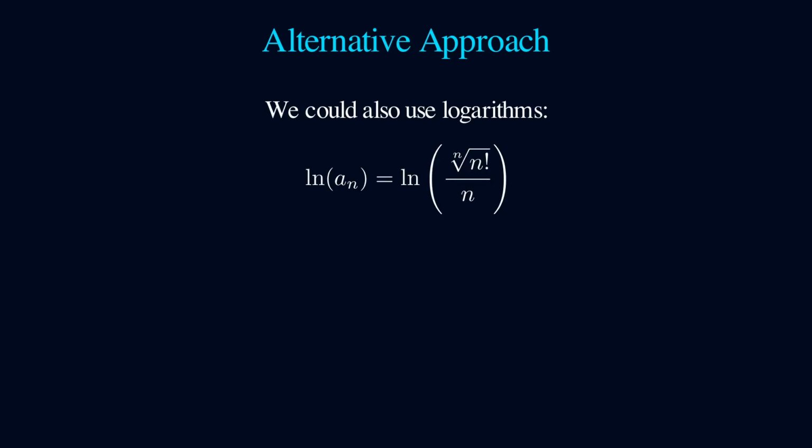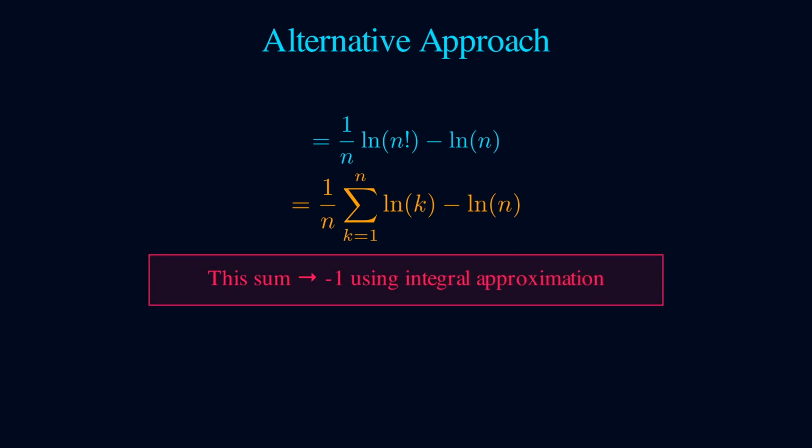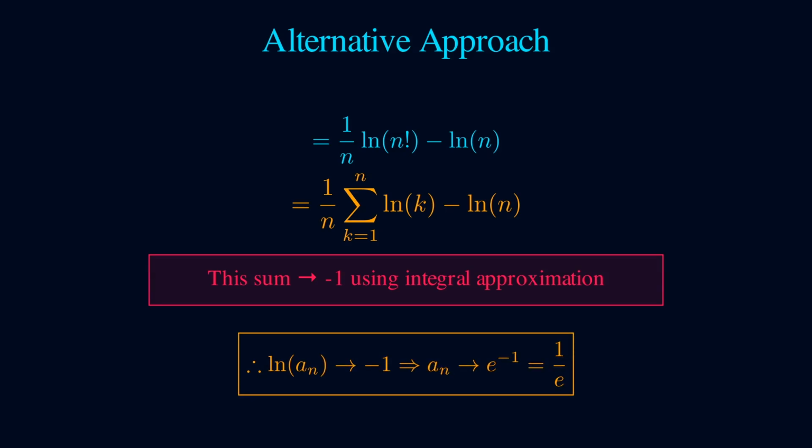There's actually an alternative approach using logarithms. Take the natural log of both sides and apply log properties. The sum of logarithms from 1 to n, divided by n, minus log n. This sum approaches -1 as n goes to infinity. Therefore, the original expression approaches e to the -1, which is 1 over e.